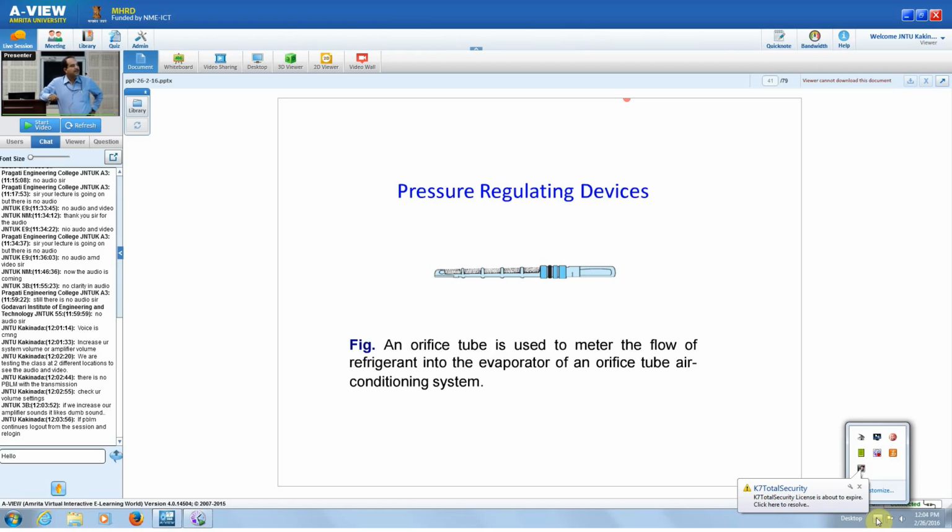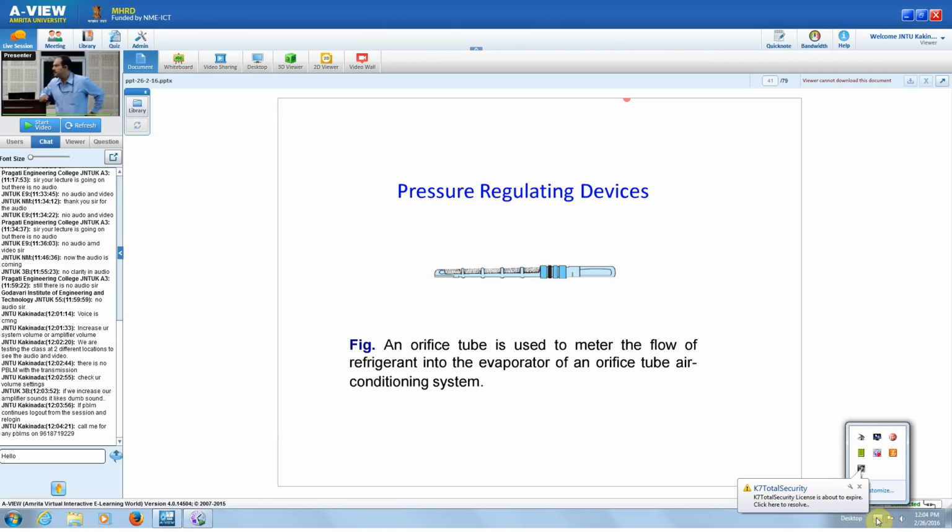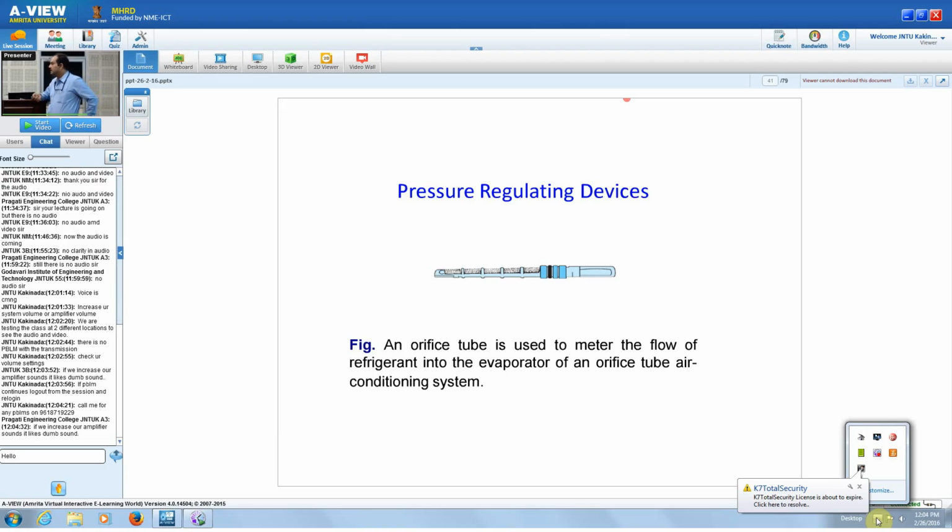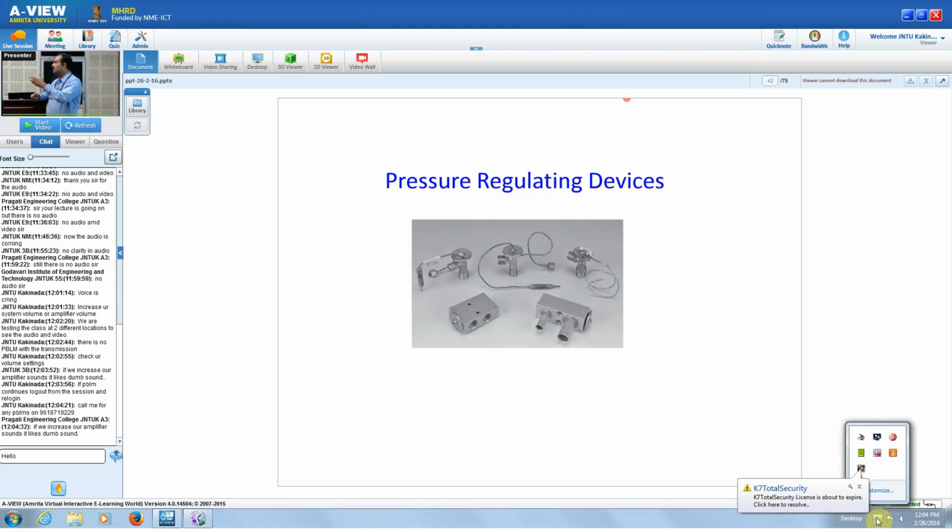This is also a pressure regulator device. The orifice tube is used to control the flow of refrigerant to the evaporator of an orifice tube air conditioning system. Orifice tube means orifice, mouthpiece. What is that? Flow measurement. Next. These are the pressure regulating devices. This line is called the orifice. This is the 15 degrees, right?